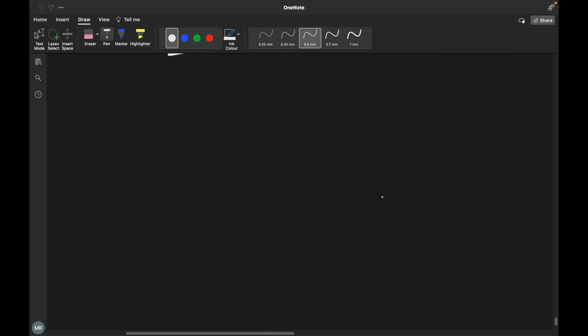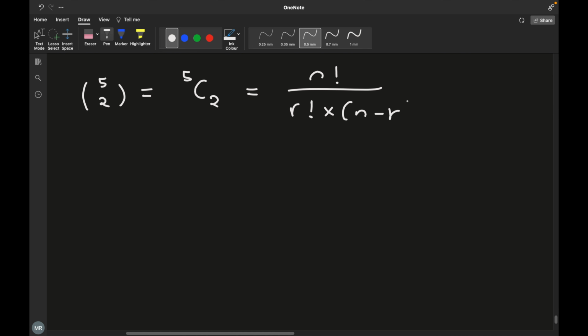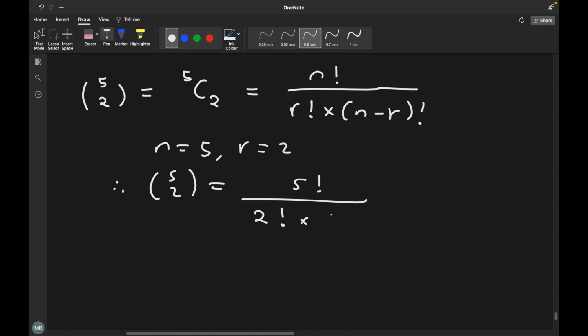Now let's work out an example. Let's do this one. Expand this. This is basically 5C2. It's going to be n factorial divided by r factorial into n minus r factorial. Here n is 5, r is 2. Therefore, this would be 5 factorial divided by 2 factorial into 5 minus 2 factorial.